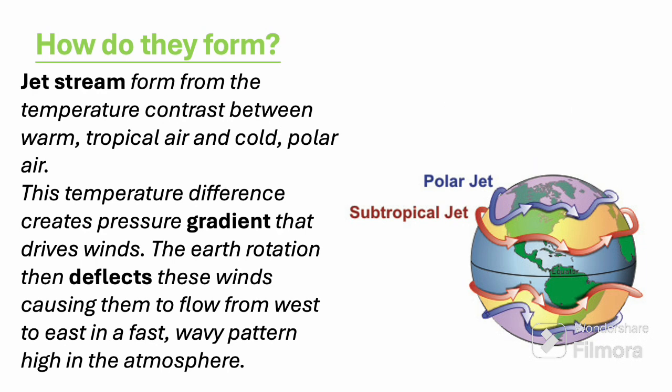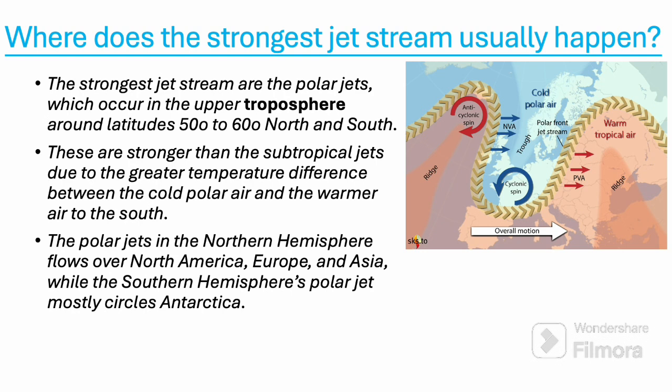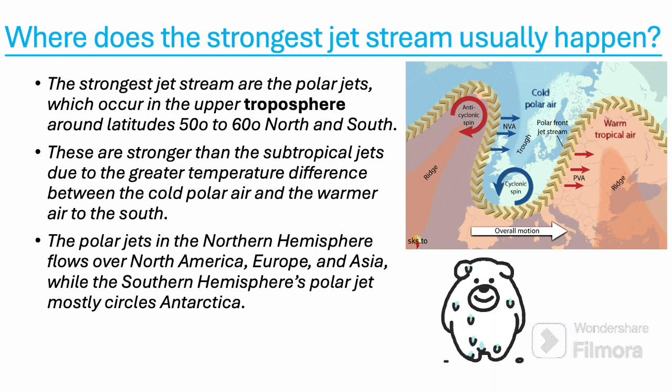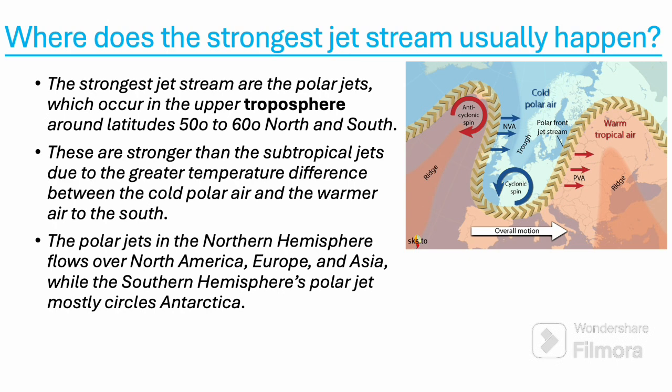high in the atmosphere. Where does the strongest jet stream usually happen? The strongest jet streams are the polar jets, which occur in the upper troposphere, around latitudes 50 degrees to 60 degrees north and south. These are stronger than the subtropical jets due to the greater temperature differences between the cold polar air and the warmer air to the south. The polar jets in the northern hemisphere flow over North America, Europe, and Asia, while the southern hemisphere's polar jets mostly circle Antarctica.